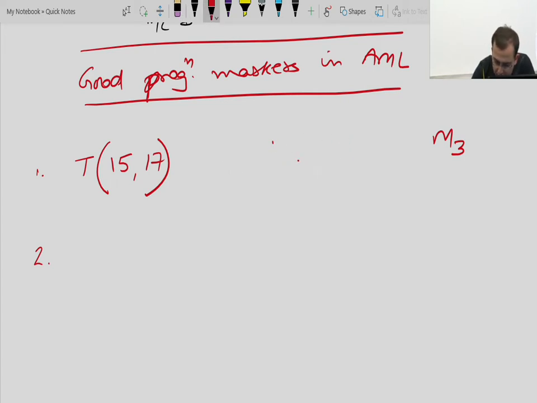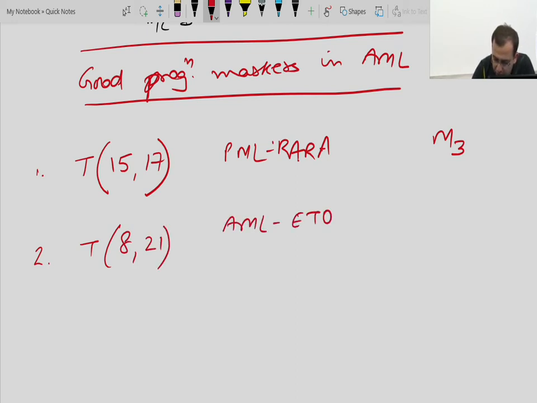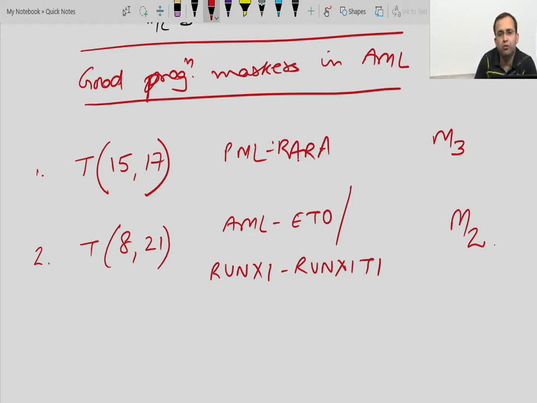So translocation 15-17 PML RARA. Next translocation was translocation 8-21, fusion transcript AML ETO, also called RUNX1 T1. This unfortunately has to be remembered, no doubt about it. Translocation 8-21, RUNX1 T1, is most commonly seen in M2.